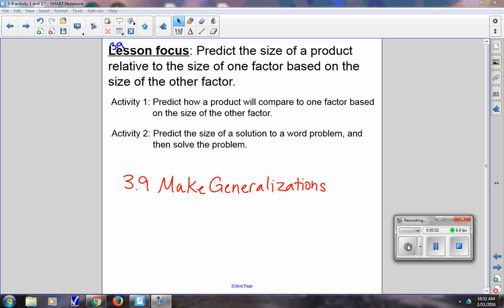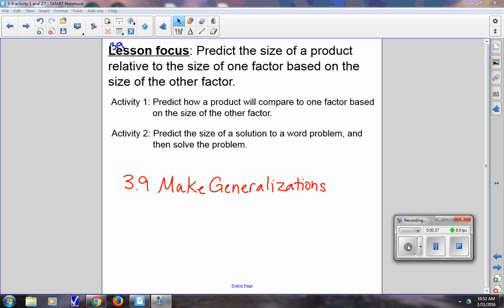Okay, so for 3.9, we're making generalizations. And basically what that means, generalizations is another word for predict, or predictions, or estimations, if that helps. The focus is going to be predict the size of a product relative to the size of one factor based on the size of the other factor. So you're going to be looking at the two numbers that you're multiplying, and you're going to make a generalization or a prediction about the answer based on how big or small they are. Okay.